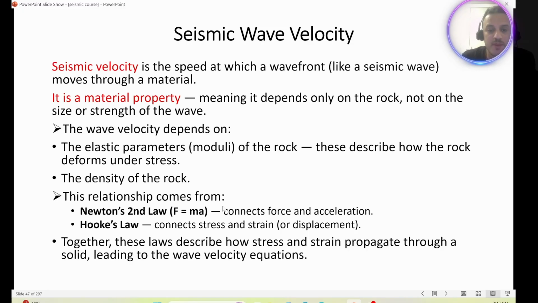This relationship came from Newton's second law, force equals mass multiplied by acceleration, and Hooke's law, which connects stress and strain. Okay, so together these laws describe how stress and strain propagate through a solid, leading to the wave velocity equations.